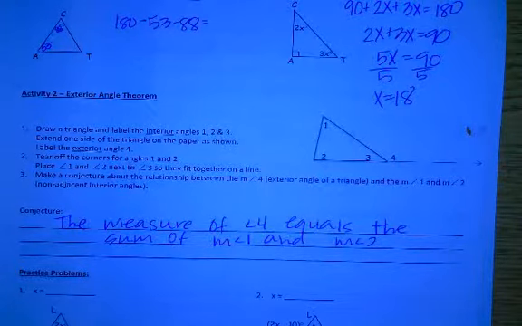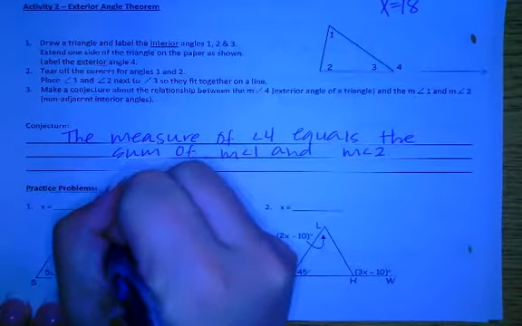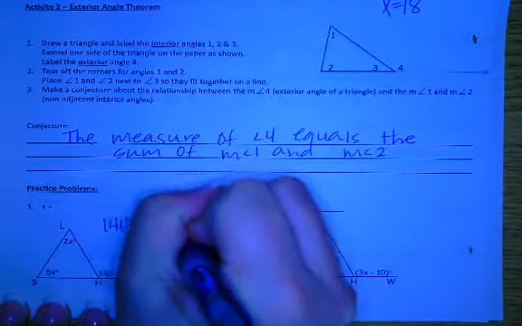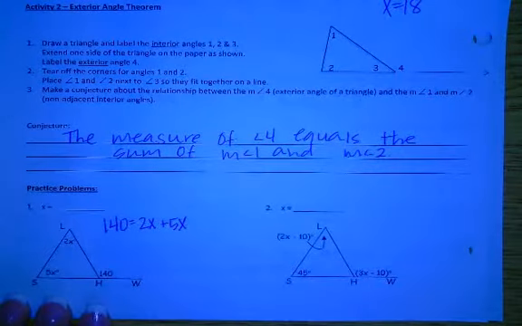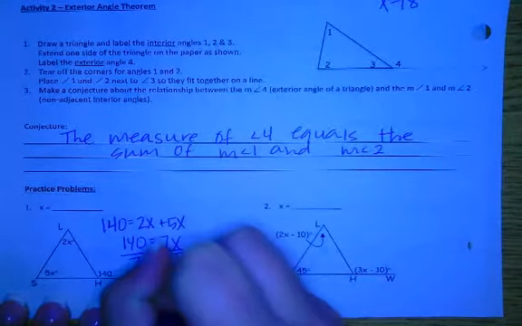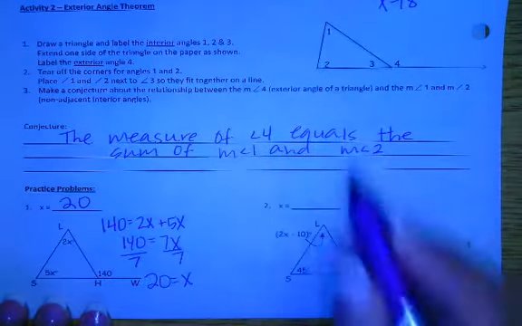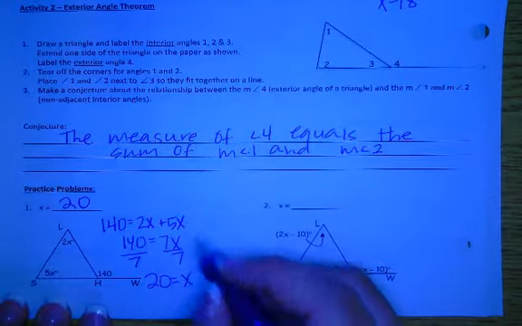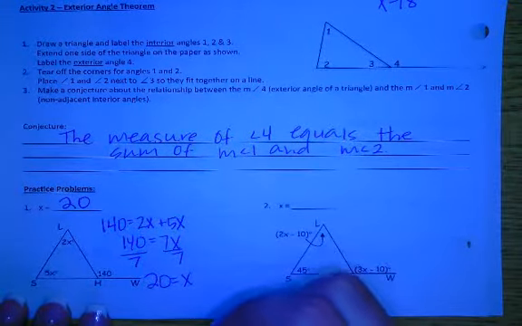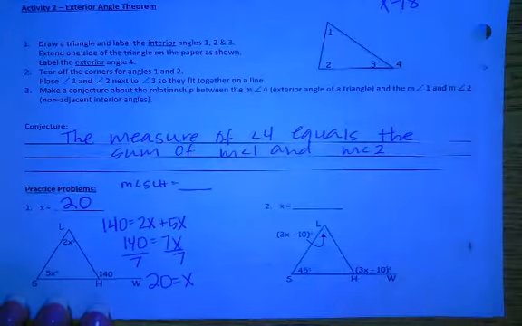Okay, how would I solve number 1? 140 is equal to what? 140 equals 2x plus 5x. So 140 equals 7x. So what does x equal? 20. What's the measure of angle SLH? What's the measure of angle SLH? 45.